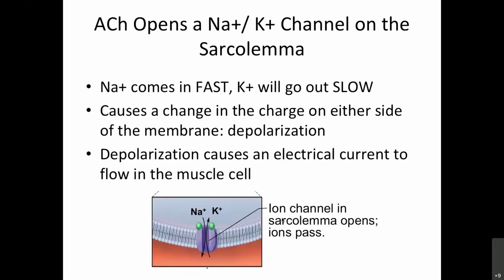Then potassium is our slow tortoise type runner. Potassium is going to eventually leave the cell, but it's going to go slower. And that's going to cause the positive charge to move back out. We call this wave of positive charge moving in with the sodium and moving out with the potassium, as it moves down the muscle cell, an action potential. Okay, a change in electrical signaling.